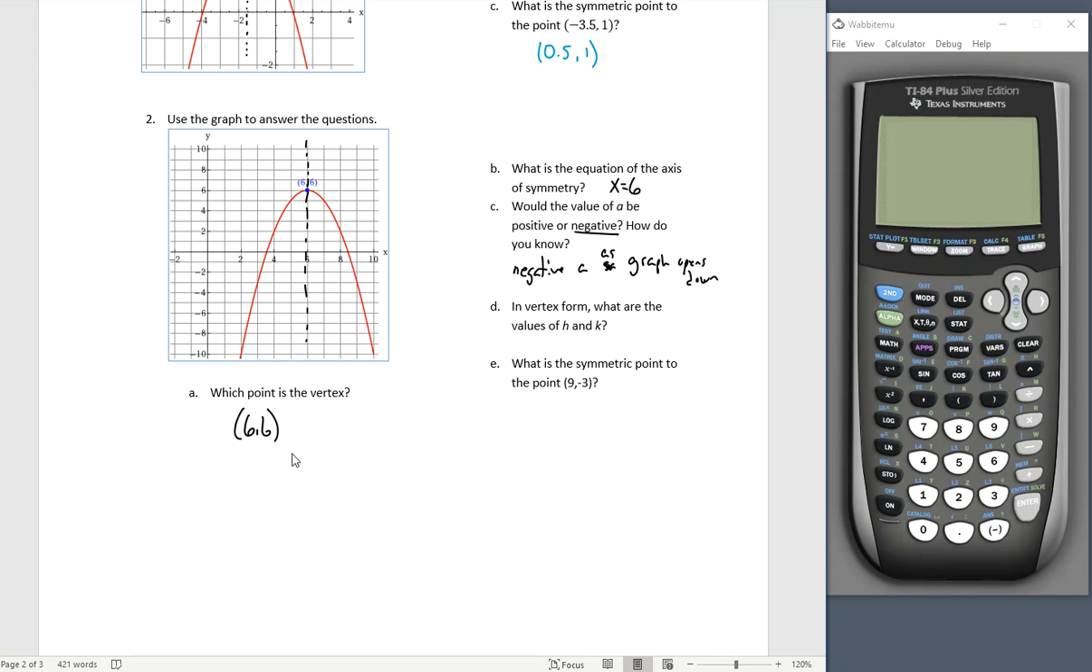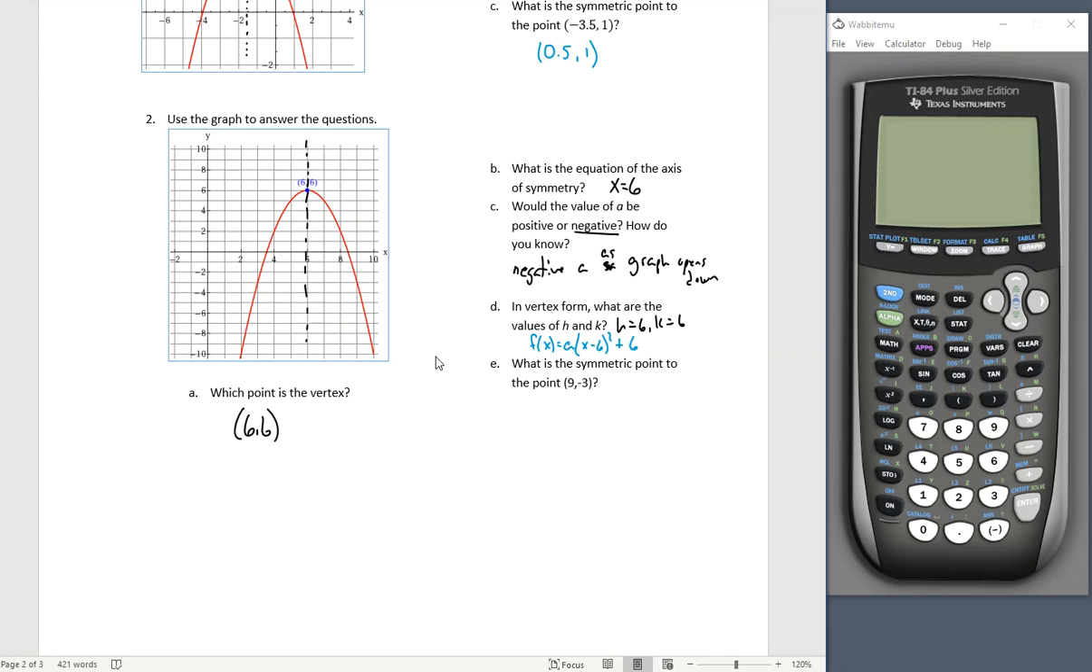In vertex form, what are the values of h and k? Well, we know that h equals 6 and k equals 6. So maybe I would choose to write this down in vertex form as f of x equals, I don't know what the a is for sure. I know it's negative, but that's it. x minus 6 squared plus 6.